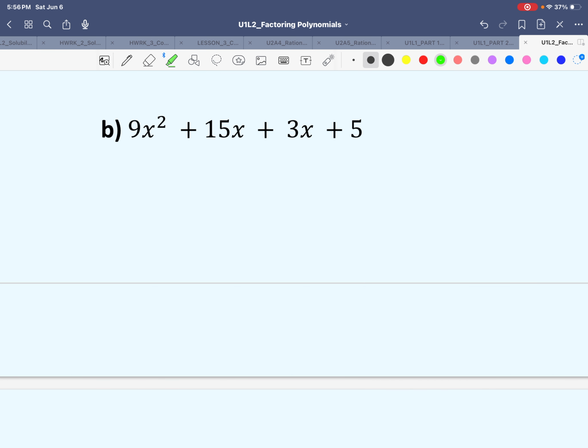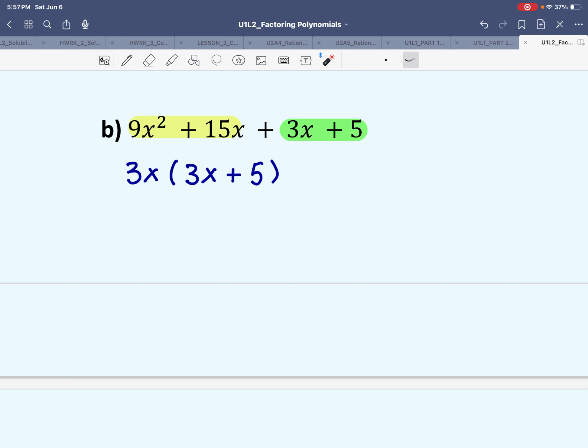So next, we're looking into this particular question. So let's take a look and see if we can group the first 2 together and the last 2 together. So let's hope it works. We have 9x squared plus 15x plus 3x plus 5. So the first 2 terms do have a common factor of 3x, so I will try to factor and see what I create here.